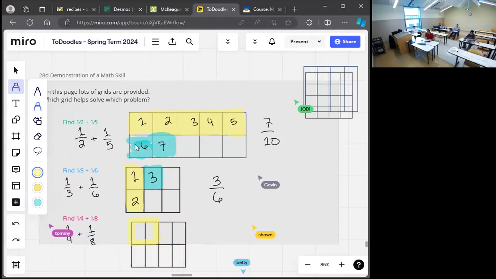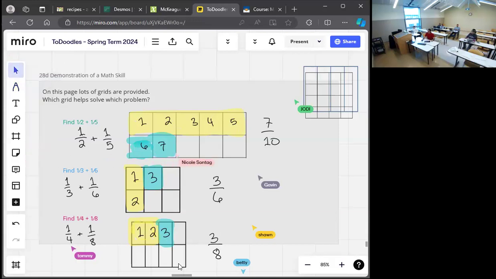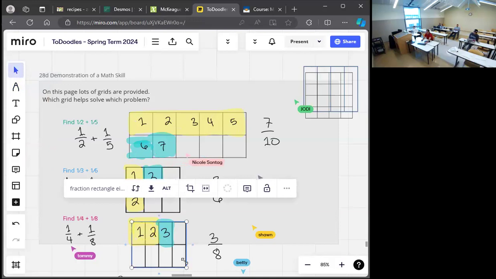So there's 1/4. And now I want to shade an eighth more. So here's 1/8 more, because there's 8 of those guys: 1, 2, 3, 4, 5, 6, 7, 8. So how many is that now? 1, 2, 3. 3/8.